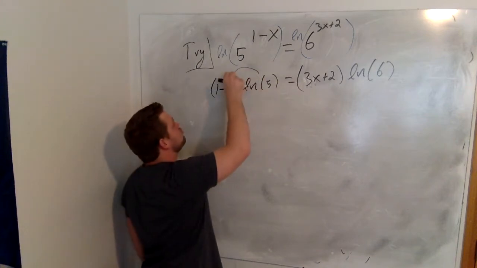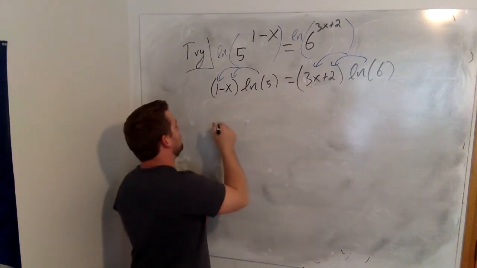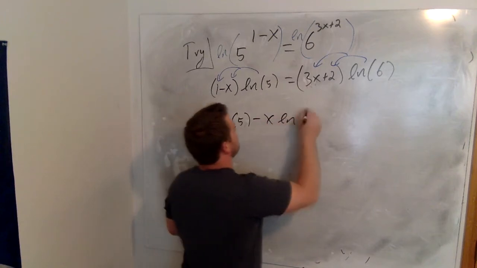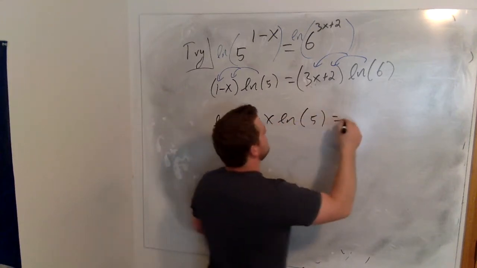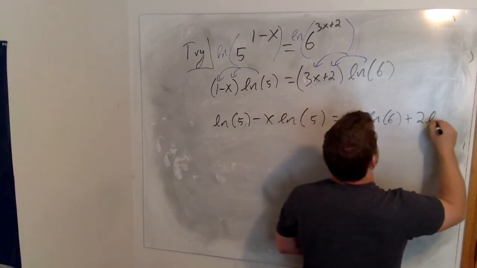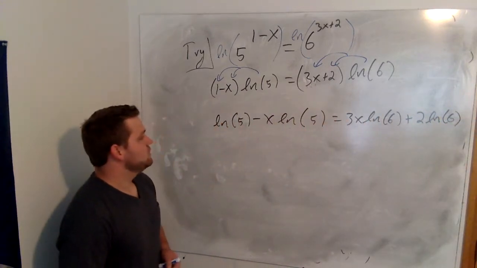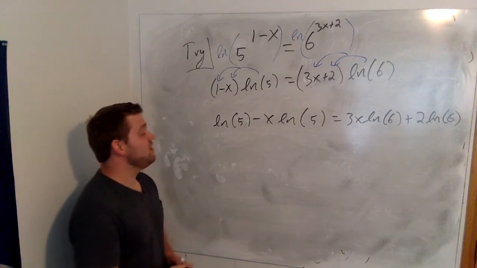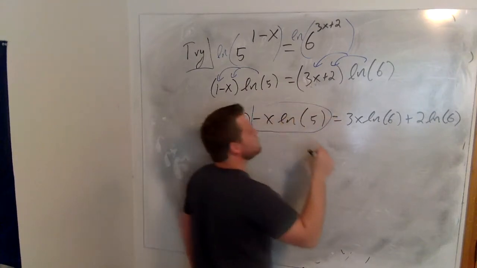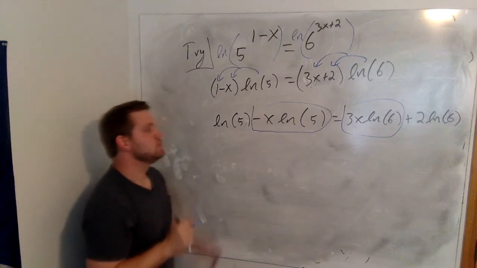Okay, let's distribute in the natural log of 5, and let's distribute in this natural log of 6. So we'll get the natural log of 5 minus x times the natural log of 5. And that's going to be equal to 3x times the natural log of 6 plus 2 times the natural log of 6. Okay. What we want to do from here is we want to isolate all our terms that have x's in them.